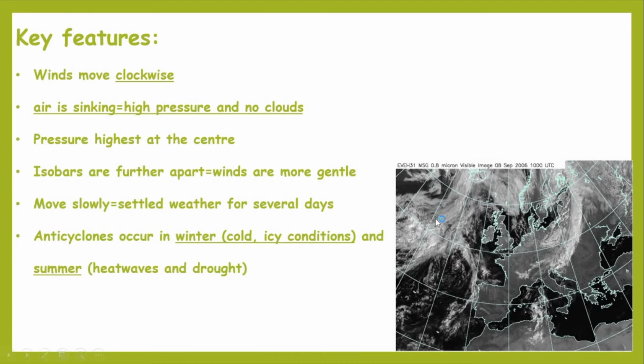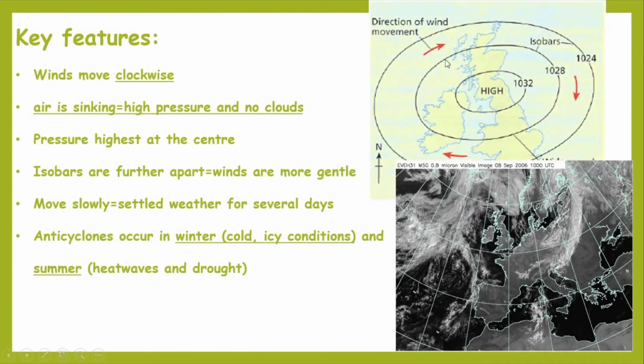So if you were given a satellite image like this, anywhere that there is cloud, air is rising. That is low pressure, because remember, only rising air makes cloud. The UK is experiencing an anticyclone here. There's no cloud there. The air is sinking. No cloud can form. So a weather map of an anticyclone looks like this.